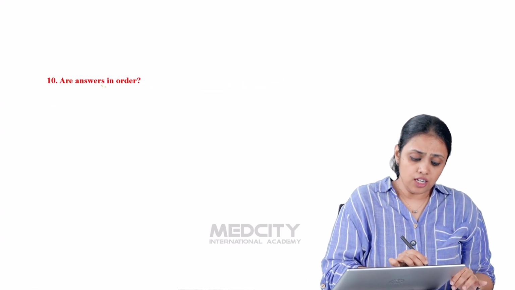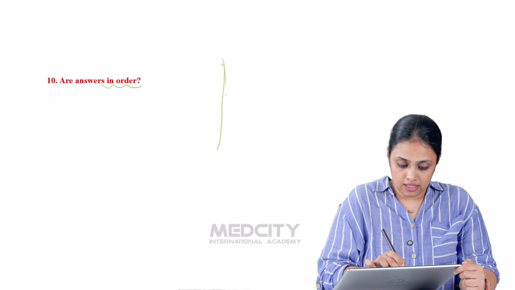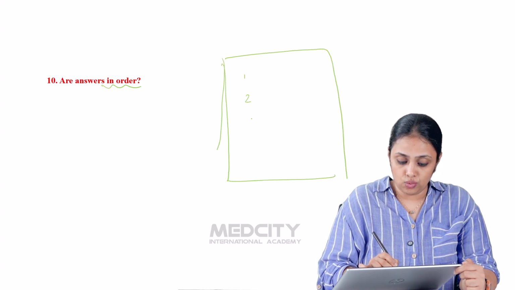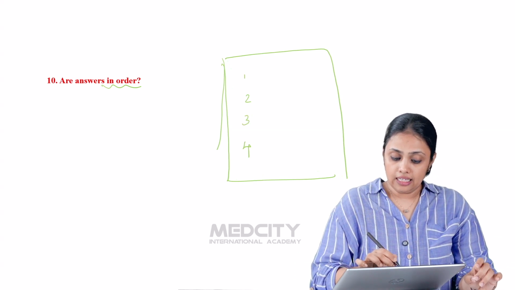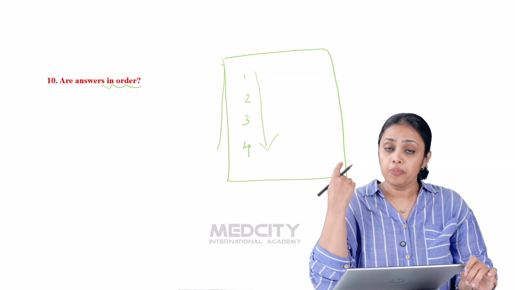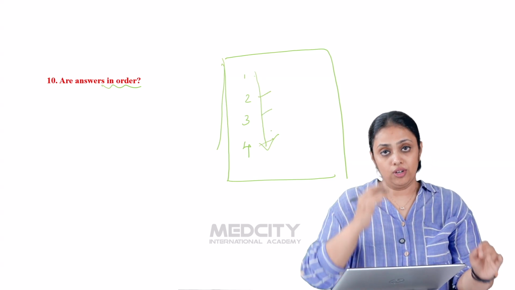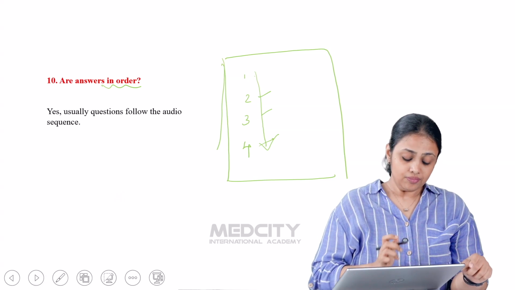Are answers in order? Now this is another common concern that students have. You'll have the question booklet, and you might have questions like 1, 2, 3, 4. Is it for sure that the answers you will be hearing are in order in the audio? That is, the answer to question number 1 will be heard first, then 2, then 3, then 4. Is it the same sequence? Now, what do you think?